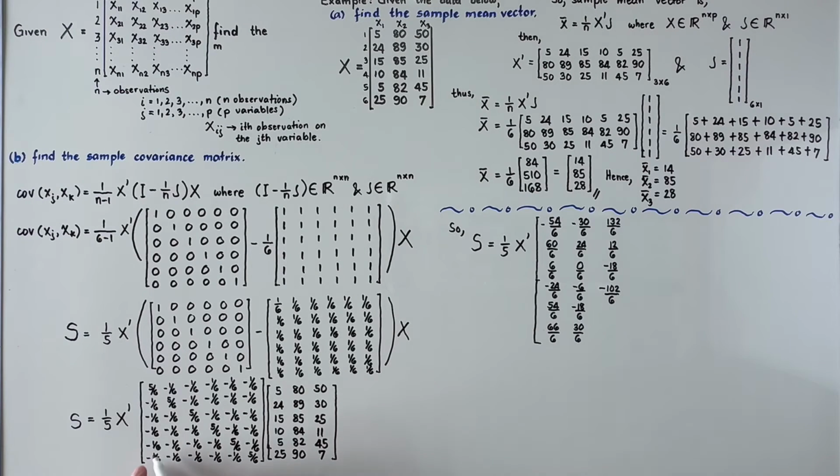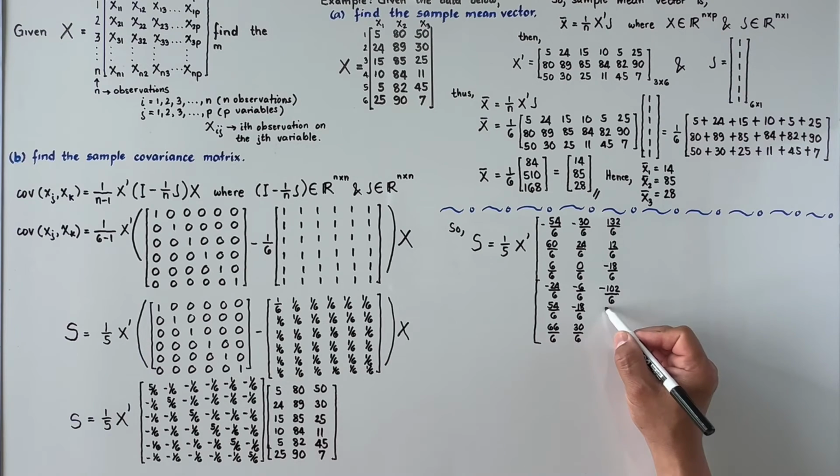And then multiplying the second to the last row to the third column, we have negative 50 over 6, minus 30 over 6, minus 25 over 6, minus 11 over 6, and then 5/6 times 45 is equal to 225 over 6, minus 7 over 6. And combining all the 6 products there, we have 102 over 6 here.